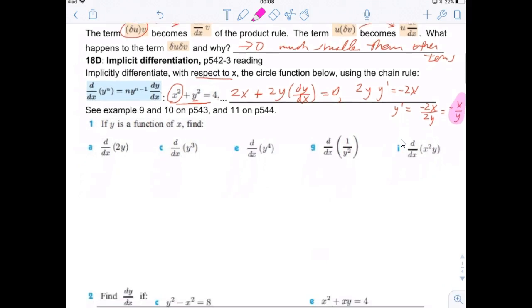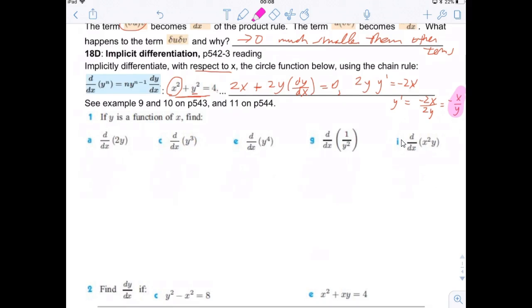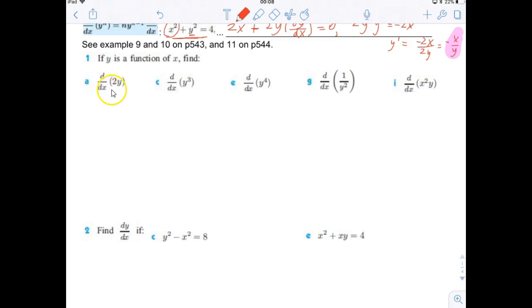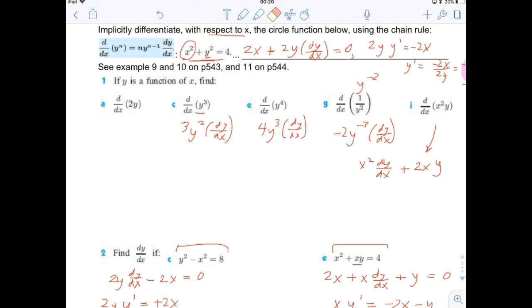Okay? Now let's do a few easy problems here. Just remember that whenever you take the derivative with respect to x of y, you need to do the chain rule and write down dy dx afterwards. Otherwise, it's pretty much the same as taking the derivative of x with respect to x.